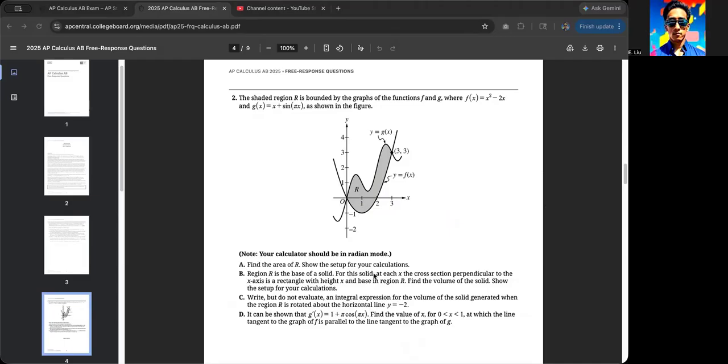Region R is the base of a solid. At each x, the cross section perpendicular to the x-axis is a rectangle with height x and base in region R. Find the volume of that solid. That's pretty straightforward. Show the setup for your calculation. Again, it's still 0 to 3, but now we're adding our x as the height, and then we still have g of x minus f of x dx. That's another point right there.